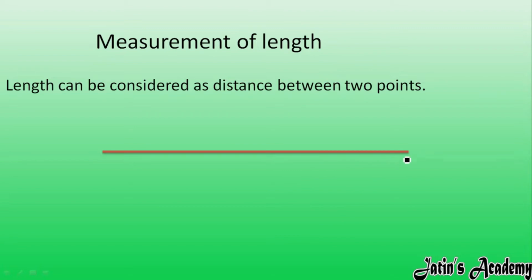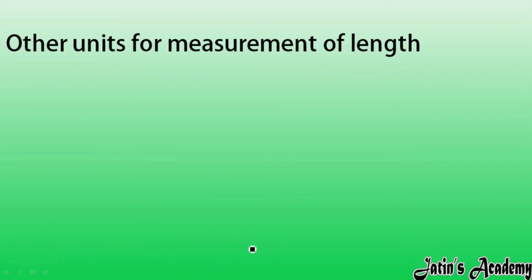If I have a line, for example this is point A and this is point B, the distance between these 2 points is nothing but a line or line segment. Next we have the SI unit of length. SI unit I already told you, System International the unit. The SI unit of length is meter and its symbol is small m.